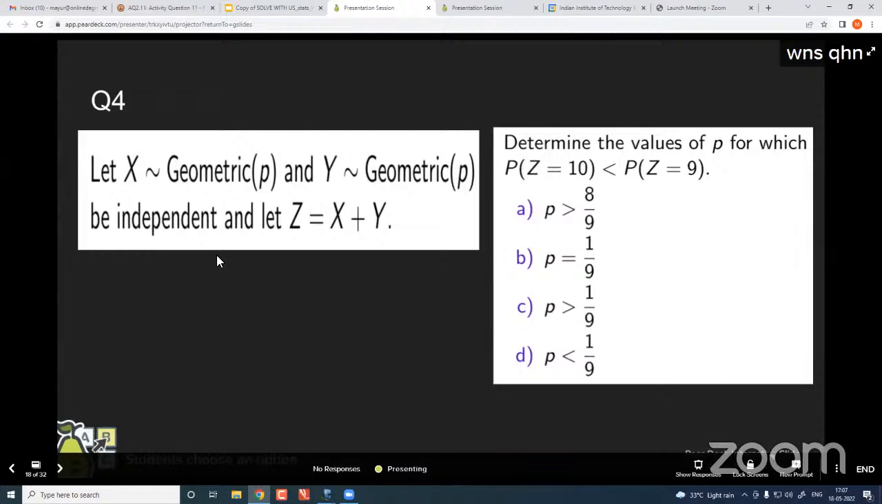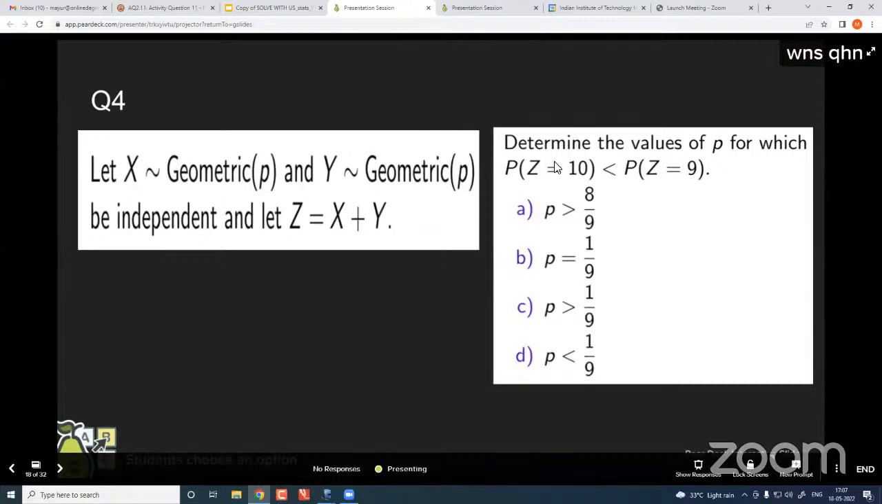Same setup is there. Only the change is we have to find the probability that z equals 10 is less than the probability that z equals 9. And we have to find the value of small p for this condition to be satisfied. So you have to find the probability that z equals 10, the probability that z equals 9, and then make the comparison.